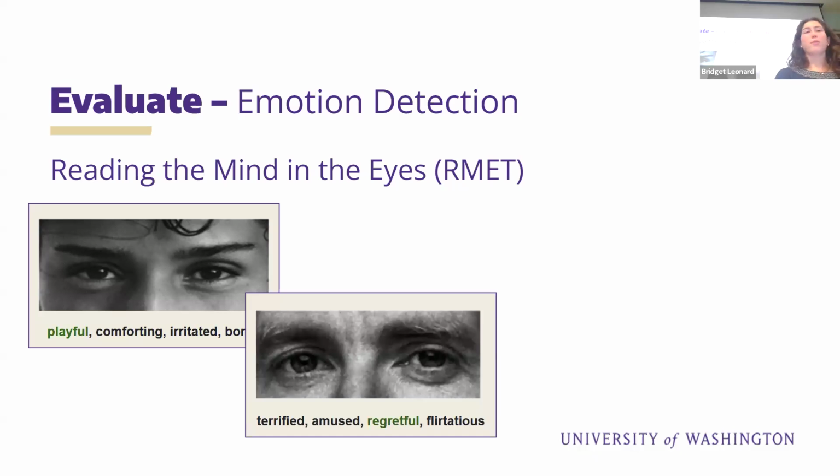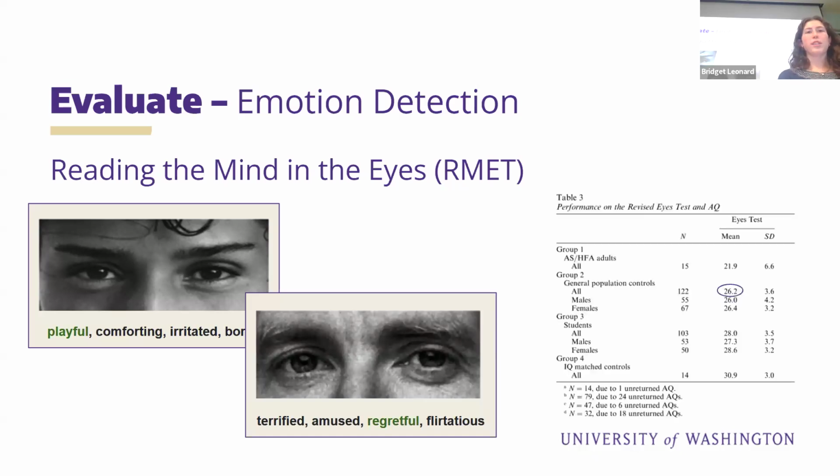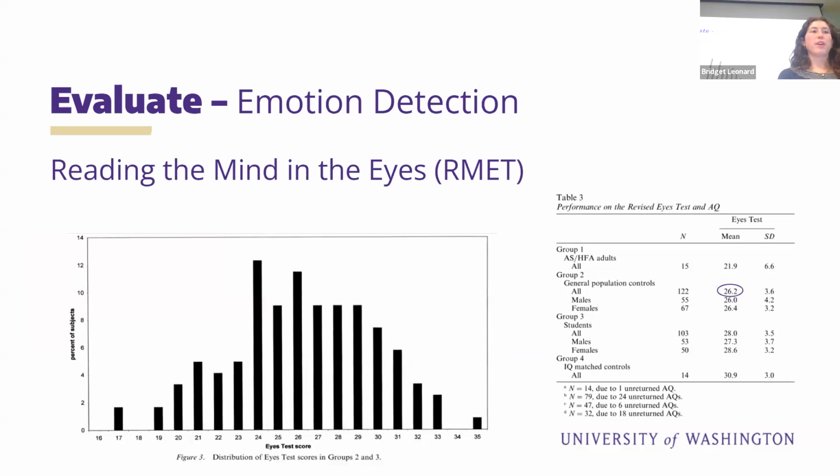Next one, regretful. And it's a pretty difficult task. There's 36 items. Average people get about 26 of them. And this is the typical distribution you see with healthy controls. So it's pretty normally distributed, and the average is somewhere between 25 and 28.